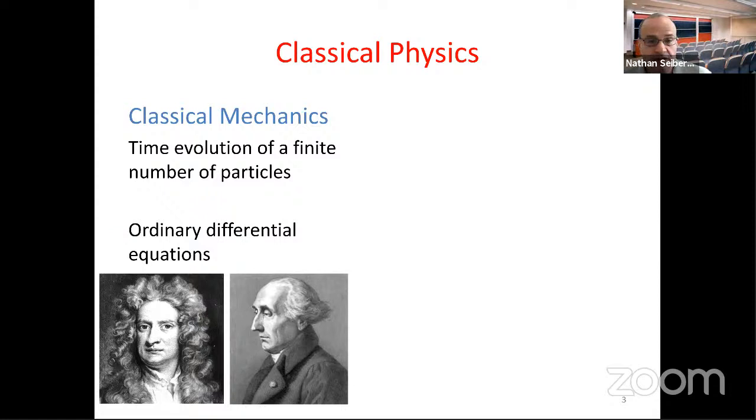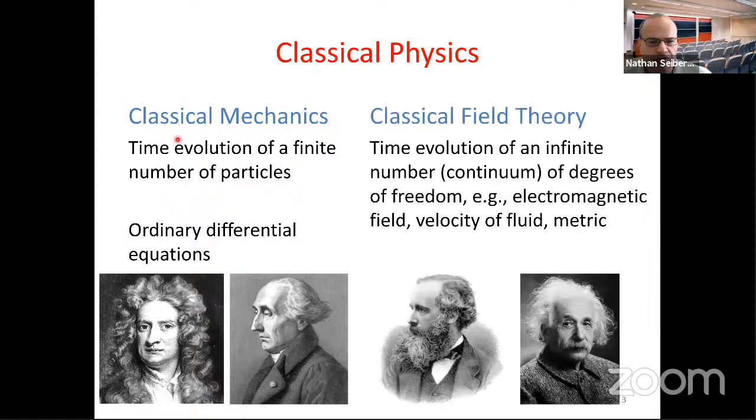The second part of classical physics is classical field theory. So as we move from the left to the right, the number of degrees of freedom goes to infinity. In fact, in classical field theory, we have a continuum of degrees of freedom. An example of such a continuum set of degrees of freedom is the electromagnetic field. At every point in space, we have an electric field and a magnetic field. This is a vector, it has three components, and they evolve as a function of time. And then classical field theory describes the evolution of the electromagnetic field, and this is done via Maxwell's equations.